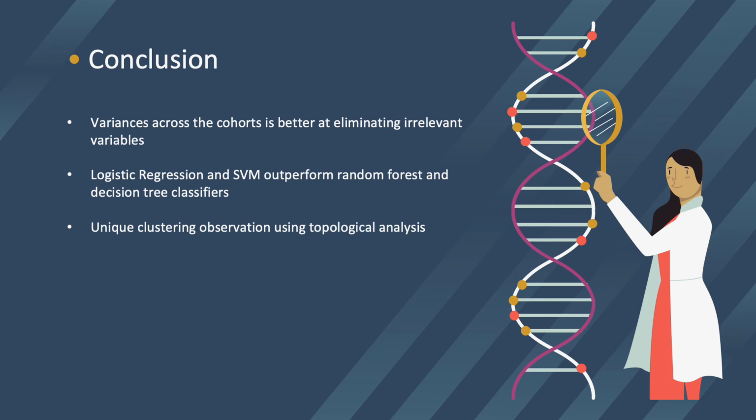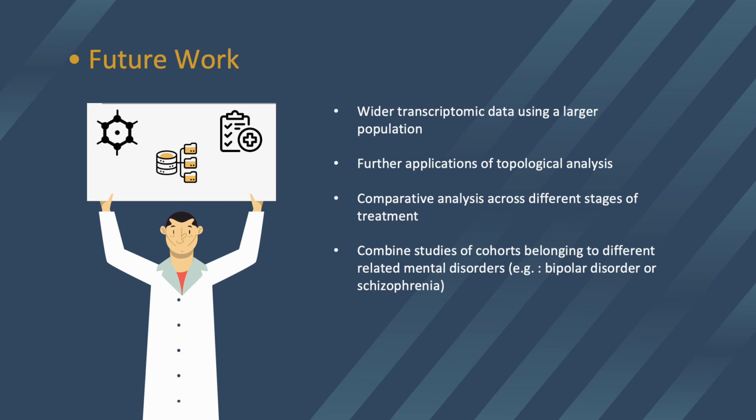To conclude, variances across the cohorts seems to be better at reducing the number of features. Logistic regression and SVM outperform random forest and decision tree classifiers. And finally, the clustering with topological analysis provides certain unique observations that can be drawn from this data. This paves the way for future work that can be done on this topic.